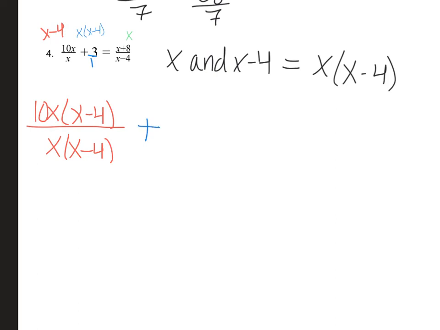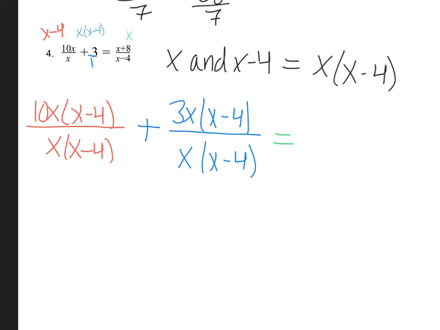Oh, this is a plus sign. So I have 3x times x minus 4 over x times x minus 4. Right, that's the same thing. Then, for the last one, I've got to multiply that one just by x over x. So that's what I do, right? I just have x times x plus 8. And I have x times x minus 4.